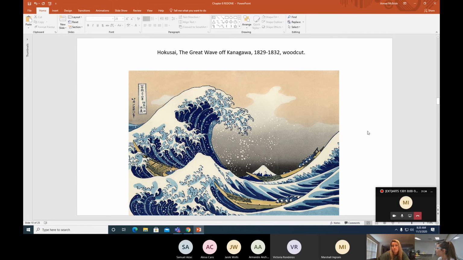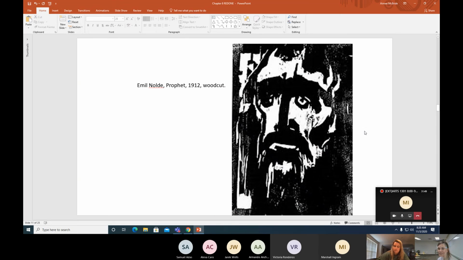But once you get those blocks made, you can use them continuously until they wear out. Which is why there's so many prints of this. There's several thousand prints of this. We made a lot of copies. Another example of a woodblock or woodcut print is Emil Nolde's Prophet. This one obviously only used one block. There's only one color. There's no foreground, middle ground, or background with this one.